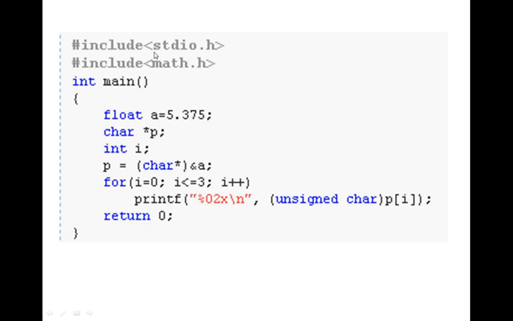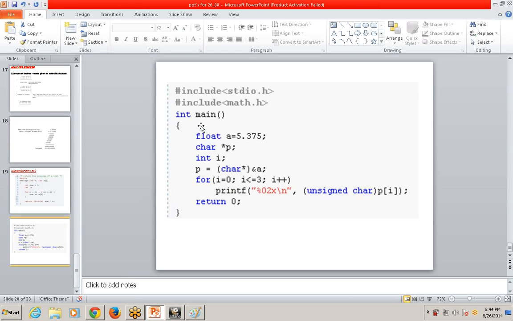The next example is here: hash include stdio.h and math.h, because I am using a math function, that's why I am including the header file math.h, then int main. First of all take a float value, a equals 5.375, take another variable, char pointer p, int i, then use these values for representing the floating point representation. So I am using 5.375 here, which is the floating point representation. So we can represent the floating point number with the help of C language.